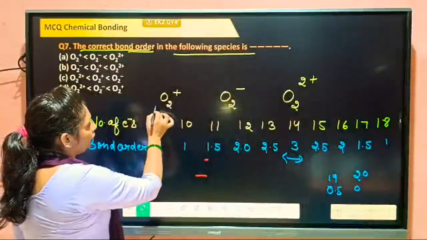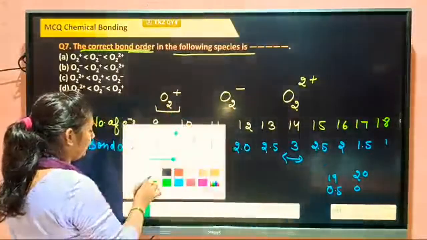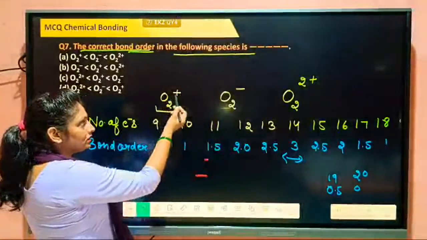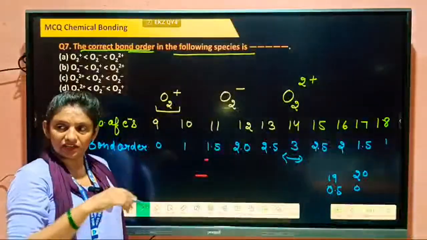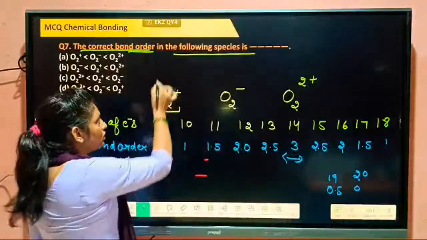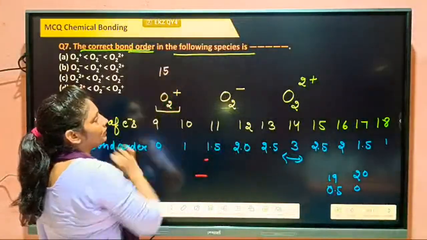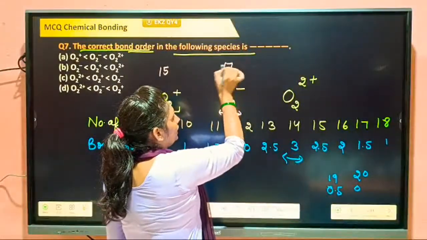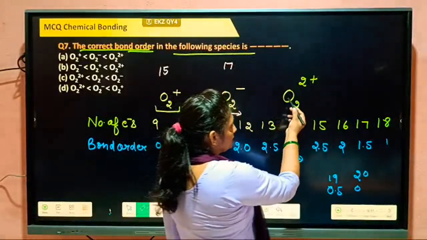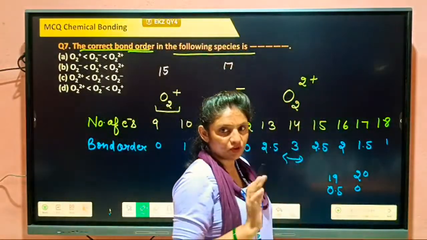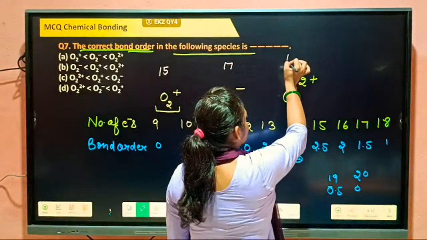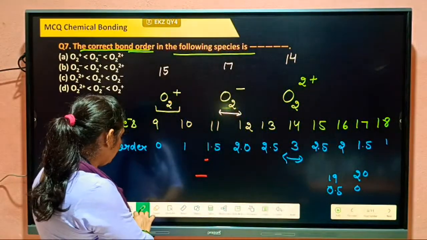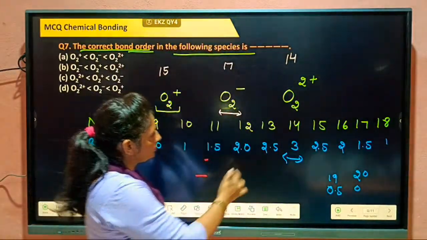In the case of O2 plus, how many electrons? O2 has 16 electrons plus 1 charge, so here minus 1 electron we will do. So how many electrons? 15. Here, for O2 negative, 16 plus 1, 17 electrons. And here 16 minus 2, because there are 2 positive charges. So here 14.